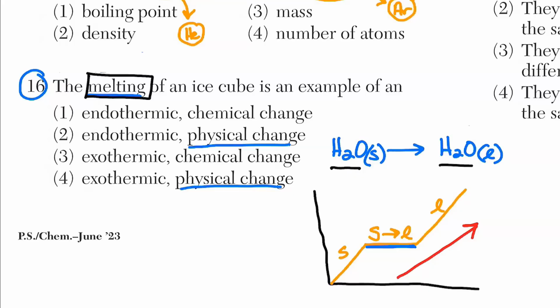We know that liquids, you have to melt them. You have to melt the solid. You have to add energy. My arrow is going up. This is an endothermic process. This curve is going up. Why? Because we're absorbing energy. We need energy to melt.